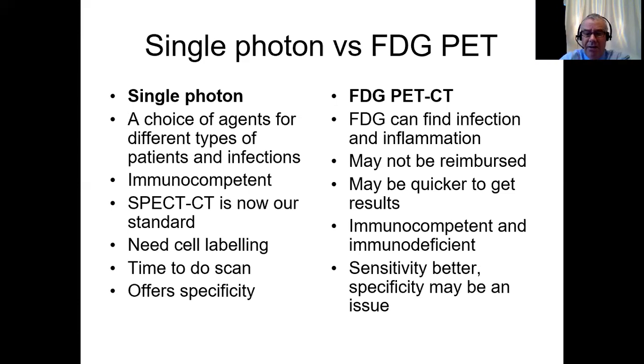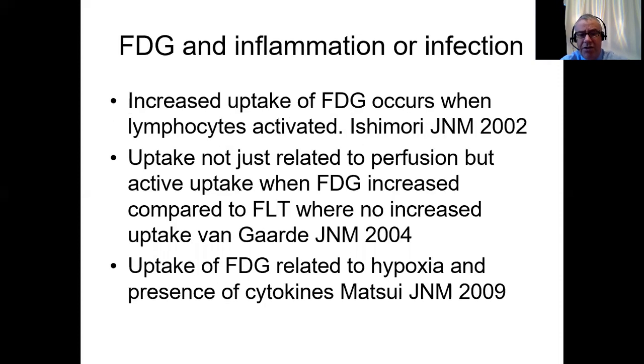FDG PET will find infection or inflammation or any other cause of fever. In some countries, it's still not reimbursed. Obviously, you don't need to do late imaging, but you do need to have the patient reasonably fasted. But it may even be possible to do the scan the same day as a request. If they request in the morning, you can give them a fast and scan them in the afternoon or evening. It will work for both those patients who are immunocompetent or immunodeficient. And I think there's no doubt the sensitivity is better, even though specificity may be an issue.